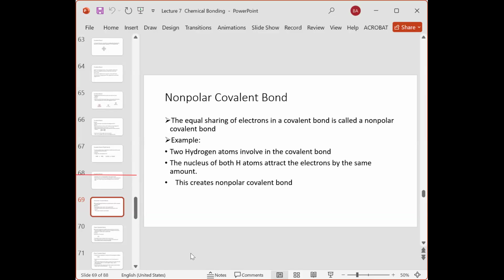Because we have a positive end and we have a negative end. Like I said, in a short while we'll see. For example, we have hydrogen atoms. Two hydrogen atoms, they all have an equal strength, so it will be non-polar, because the hydrogen atoms have equal strength. So they will share equally.